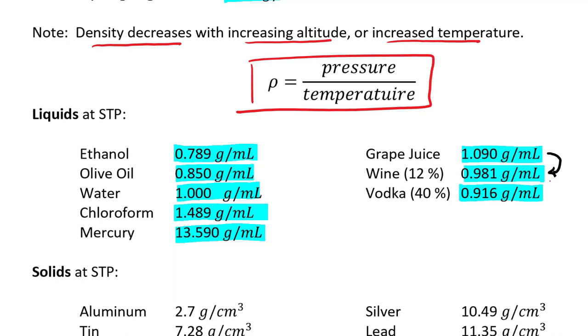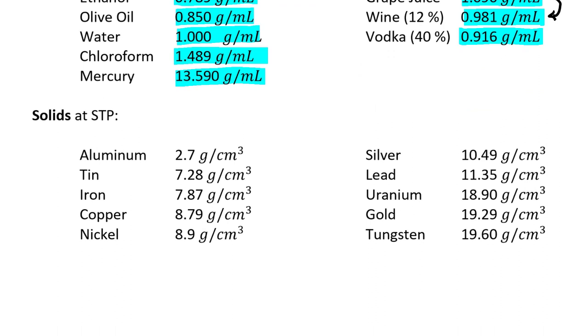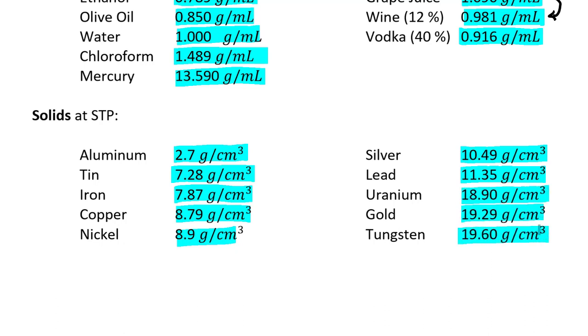They place in the hydrometer and it will sink or rise depending on the density. There are little graduation marks written on the side and you can read off the value at the level of the liquid. Some solids now. Notice we have centimeters cubed, so aluminum 2.7, tin slightly heavier, iron slightly heavier, copper, nickel. As you can see, we're going up in mass. Silver, lead, look how heavy lead is, uranium, gold, and tungsten. So with all these values, we can convert between mass and the volume.